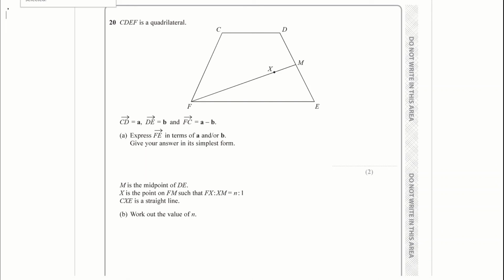Question 20, CDEF is a quadrilateral, as shown. The first part of the question, A, express the vector FE in terms of a and or b, give your answer in its simplest form. So let's just write in the pieces of information that we have here. We have from C to D as a. We have from F to C as a minus b. And we also have D to E as b. So that's what we have here.